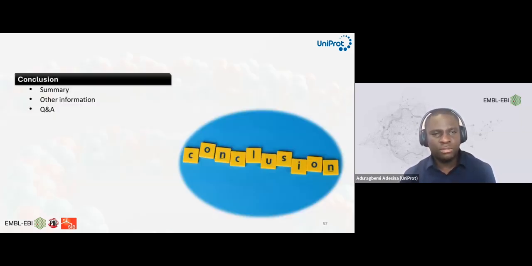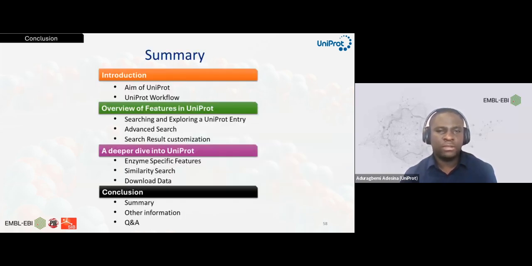So in conclusion, we've gone through some things today. I've talked about the aim of UniProt. We have explained and gone through an overview of some features in UniProt, how you can do a simple search, how you can do advanced searches, and how you can customize your tables. We have also talked about specific enzyme features like catalytic activity, cofactors, and activity regulation.